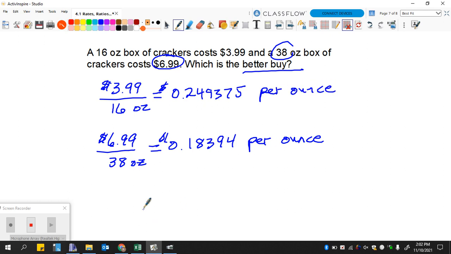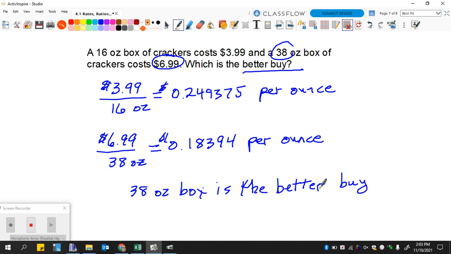All right, so the better buy is the 38-ounce box. It's a cheaper buy because it costs less per ounce.